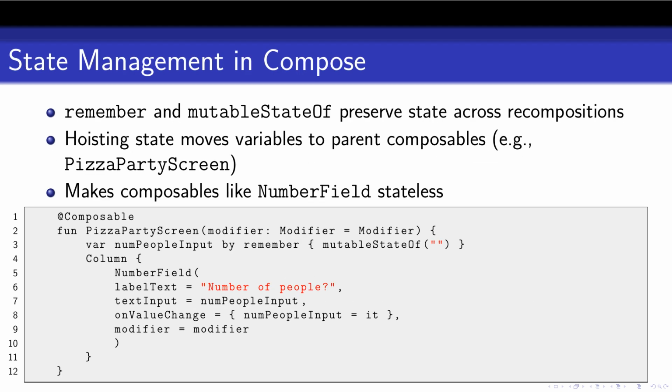Managing state in Compose is straightforward with remember and mutableStateOf, which preserve values across recompositions. By hoisting state to a parent composable like PizzaPartyScreen, you make child components stateless and reusable. This is especially useful when passing data between components.